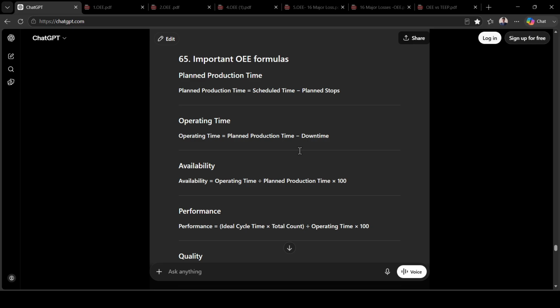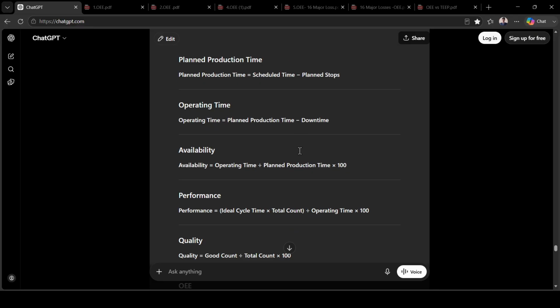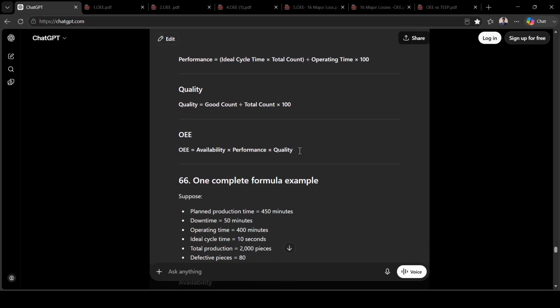Performance equals ideal cycle time times total count, divided by operating time, times 100%. That is the main important OE formula. Quality equals good count divided by total count, times 100%. OE equals availability times performance times quality.